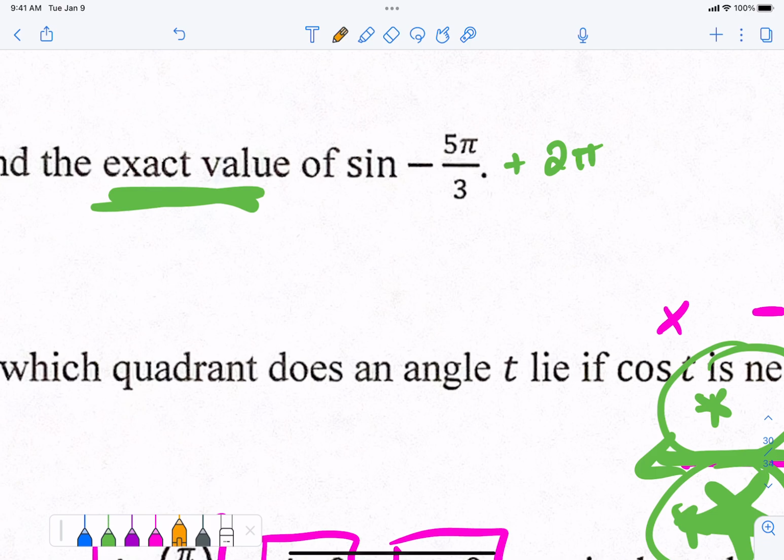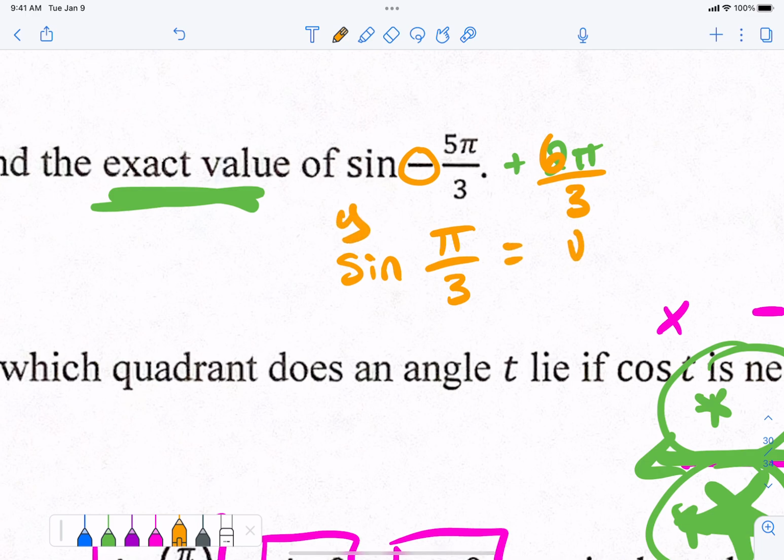So my common denominator will be 3, so this will be 6 pi over 3. What's negative 5 pi over 3 plus 6 pi over 3? It's just pi over 3. So we are finding just sine of pi over 3. Sine of pi over 3 is in the first quadrant. Sine is the y coordinate: square root of 3 over 2.